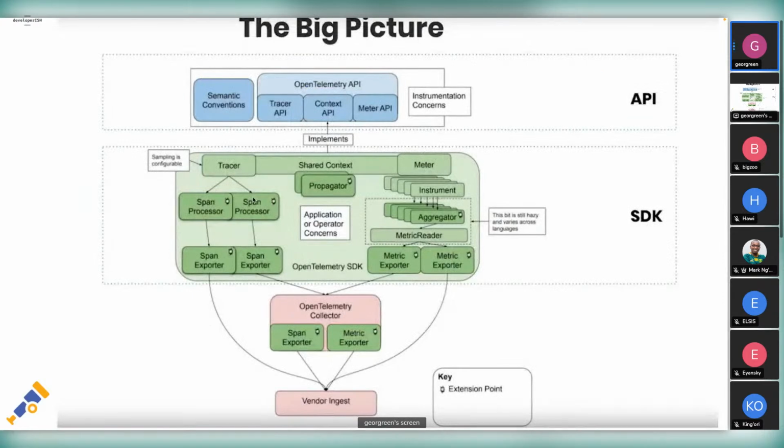Okay, so this is the big picture of how the project is implemented. We have three layers. There's an API layer, SDK layer, and then there's this vendor layer. We are developers, so most of us will be concentrating in the API layer. And in the API layer, the primary concern is instrumentation. So instrumentation just means how do you set up your application so that it generates telemetry.